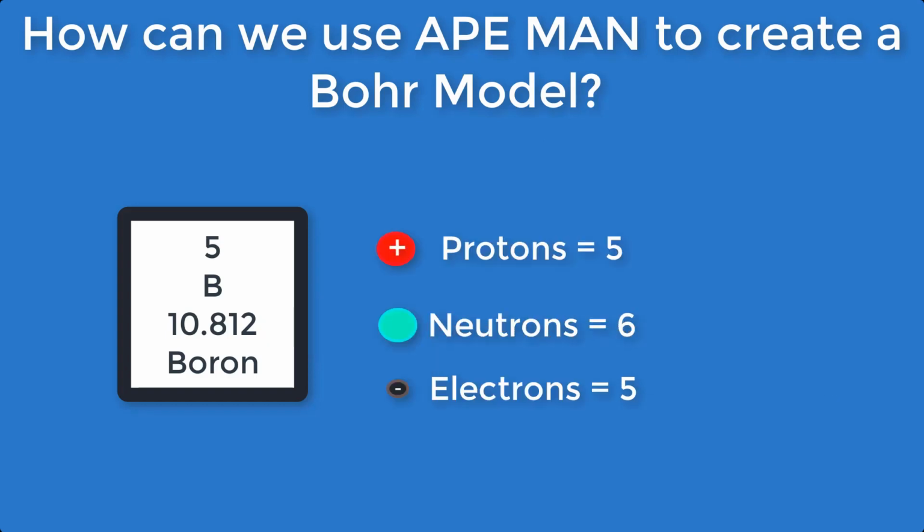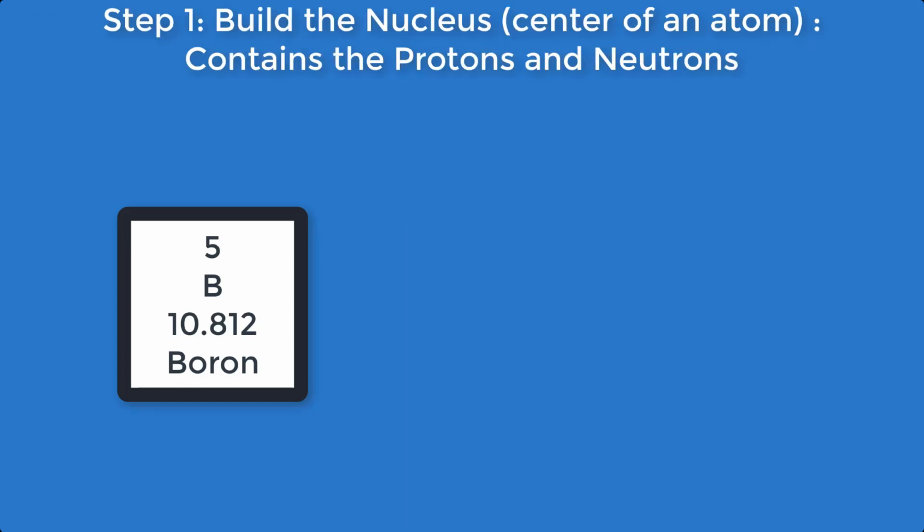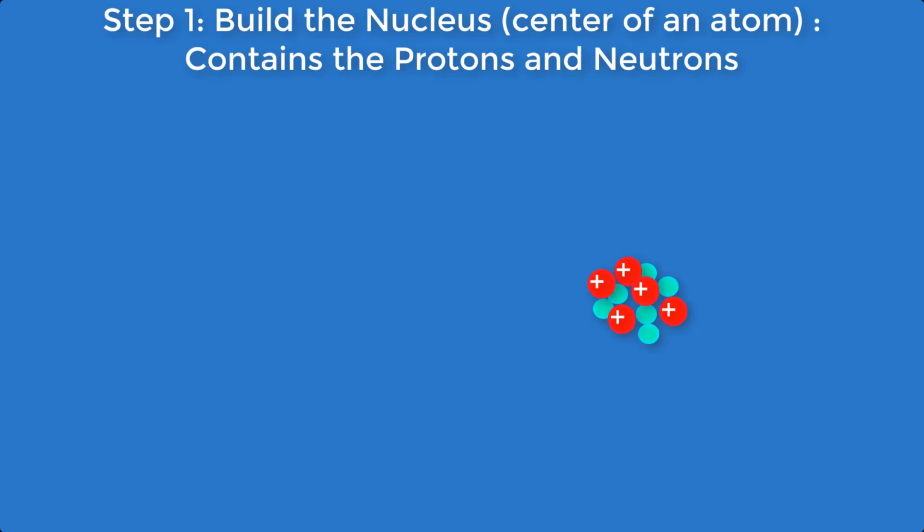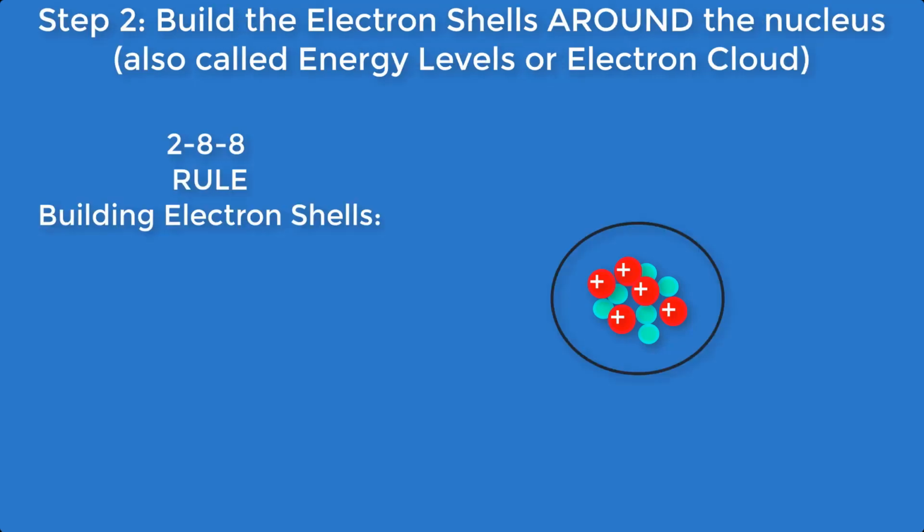Now that we have the materials we need to start building, let's build the nucleus first. We know that the nucleus is the center of an atom and contains the protons and neutrons. Nice. We are over halfway there. Building the electron cloud around the nucleus has a few rules to follow as you build. Each level has a limit, meaning it can become full of electrons, and so the remaining electrons will have to go on the next level.